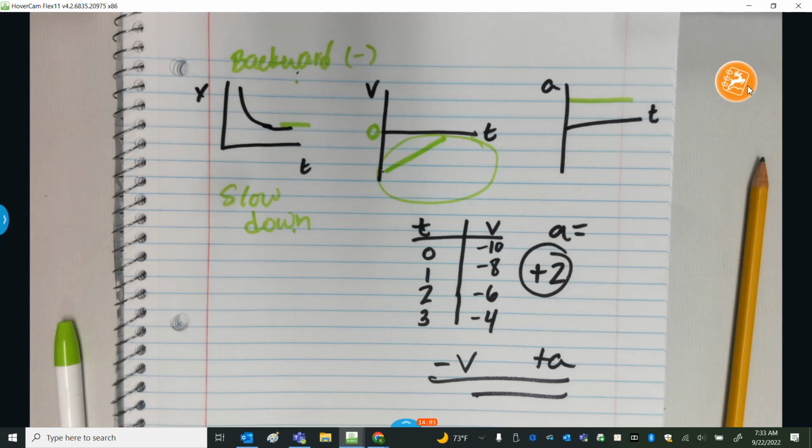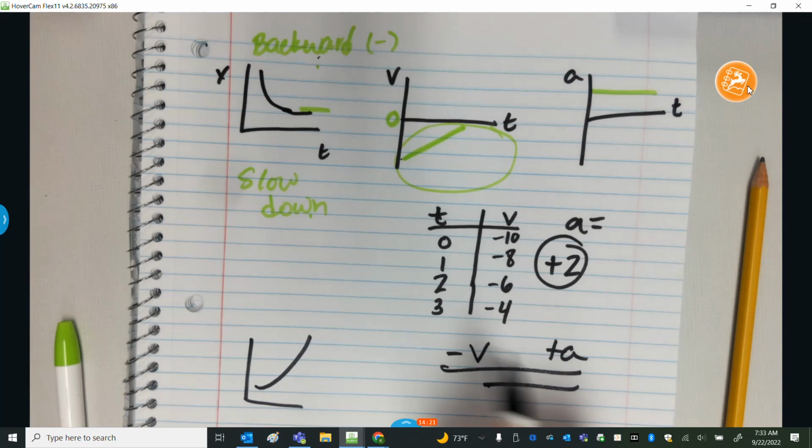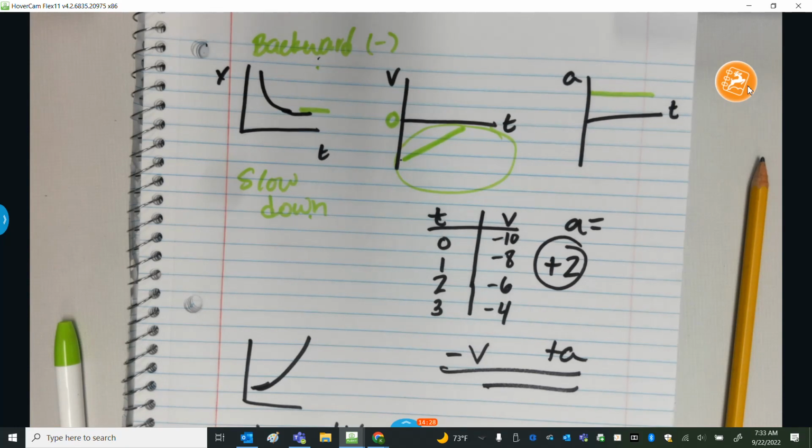Does that mean when the acceleration is negative, the velocity is positive? No, it's not always true. You can have positive acceleration with positive velocity as well. The first example we just looked at a second ago was positive acceleration and positive velocity. Okay, so you can have any combination of them: negative velocity with negative acceleration, positive velocity with positive acceleration, or negative acceleration with positive velocity, or positive acceleration with negative velocity. Okay, so all of those are possible.